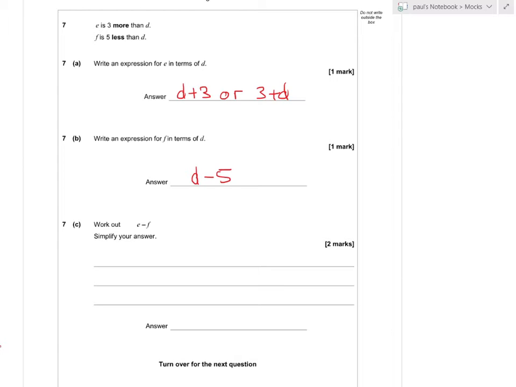Now work out E minus F. Well, this is E, and this is F. So we've got D plus 3 minus D minus 5. So is that going to be right? D take away D is nothing, and 3 take away 5 is minus 2. F in terms of D, F is less than D.